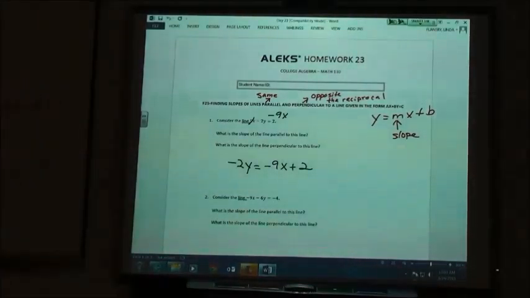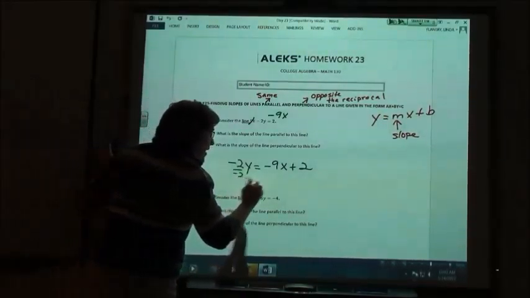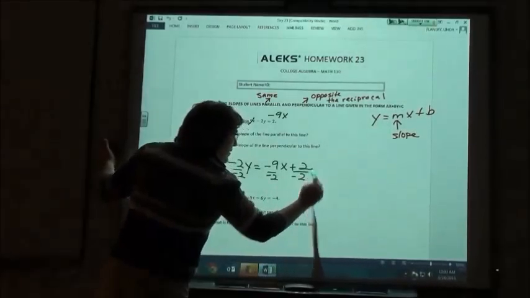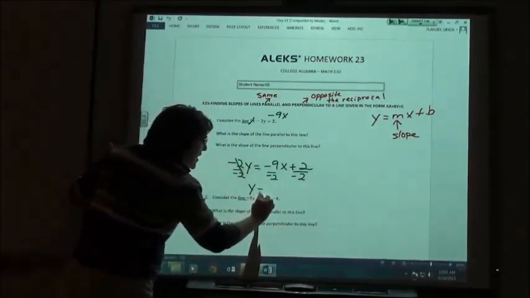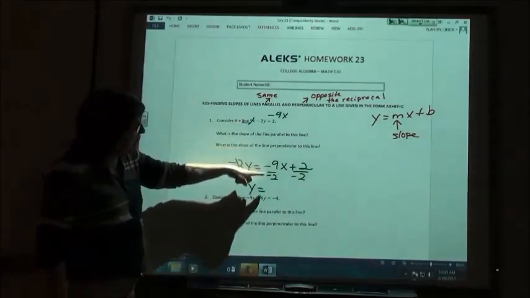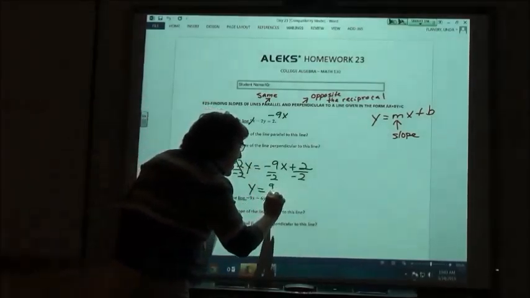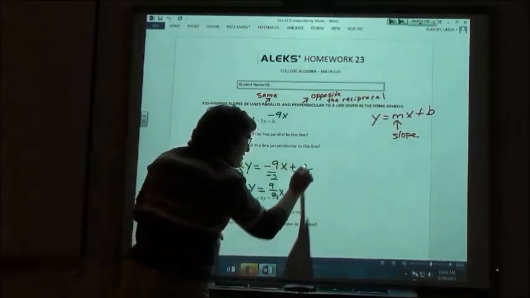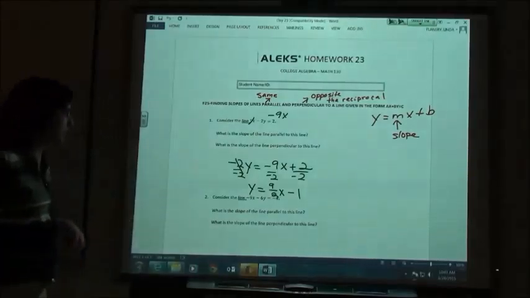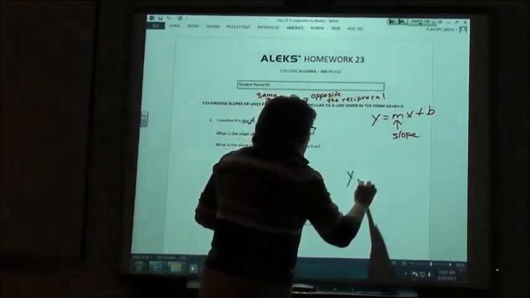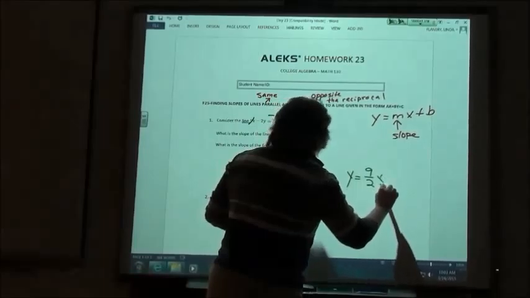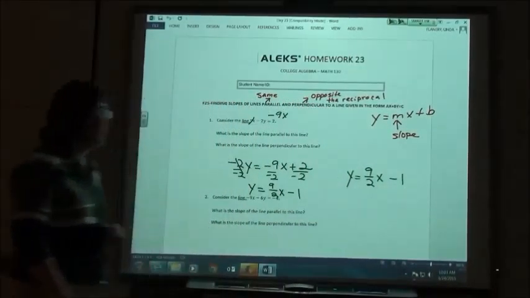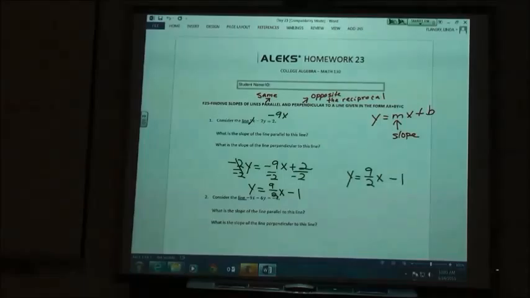I then have to divide by my negative 2 that's in front of my y. So dividing by negative 2, y is going to equal, here I have a negative over a negative, so that's going to be a positive 9/2 x. And here I have a positive over a negative, which is a negative. 2 divided by 2 simplifies into 1. So y equals 9/2 x minus 1 is my equation. So that's the same thing we did before. We went through and did all that rearranging.